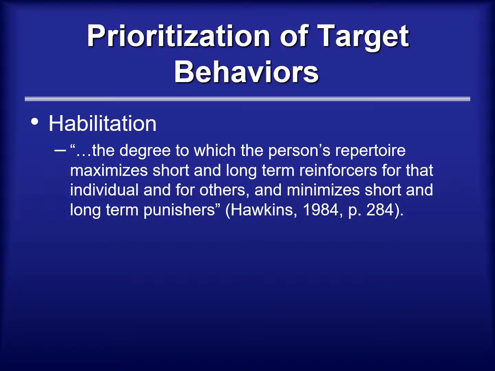Now, more on deciding which behaviors to assess and ultimately intervene upon. First and foremost, we must consider habilitation, the degree to which the person's repertoire maximizes short and long-term reinforcers for that individual and for others, and minimizes short and long-term punishers. Aside from the fact that this is clearly in the client's best interest, if a target behavior is selected based on likely contribution to habilitation, it's more likely that it will ultimately be maintained in the individual's natural environment.